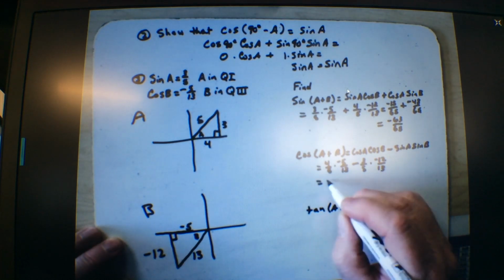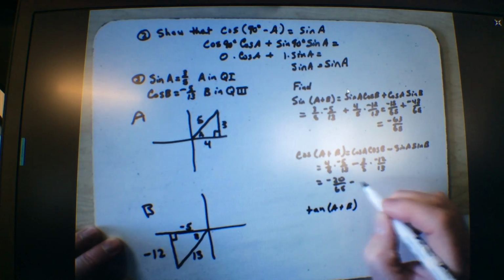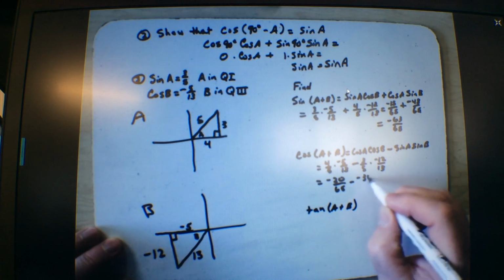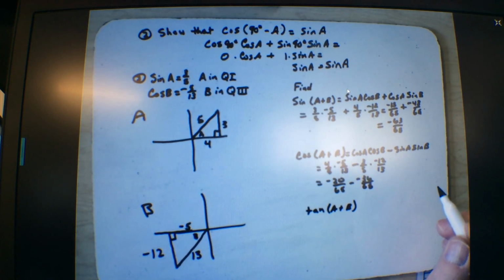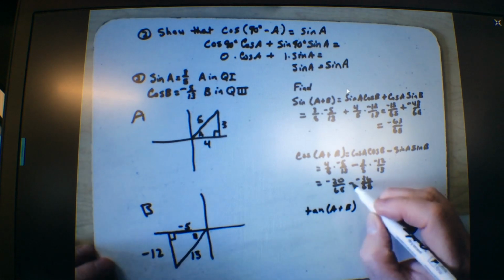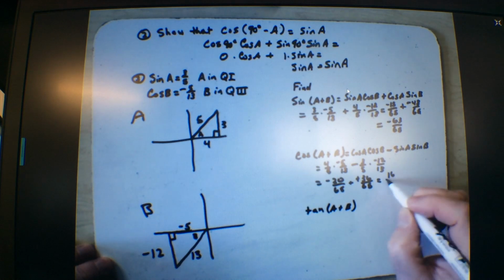So I get negative 20 over 65 minus a negative 36 over 65. And so I got plus a positive. So 36 minus 20 is 16 over 65.